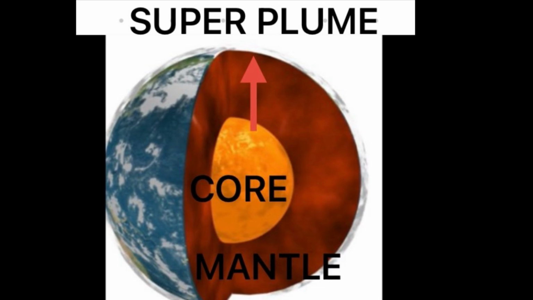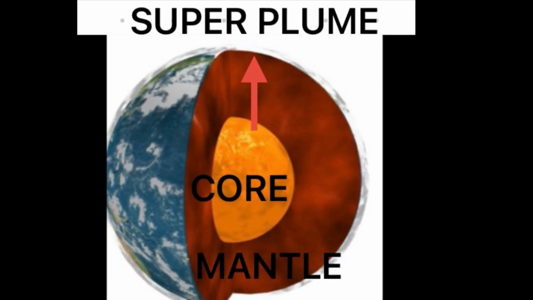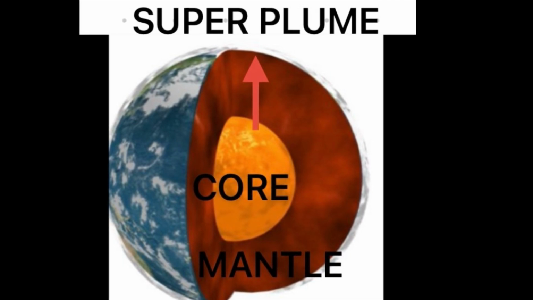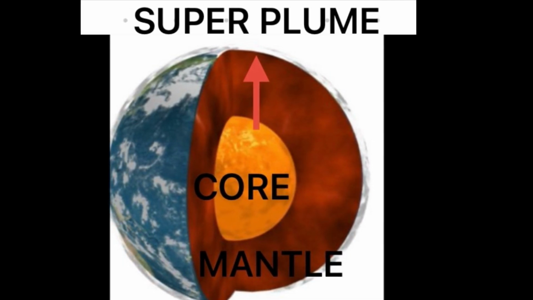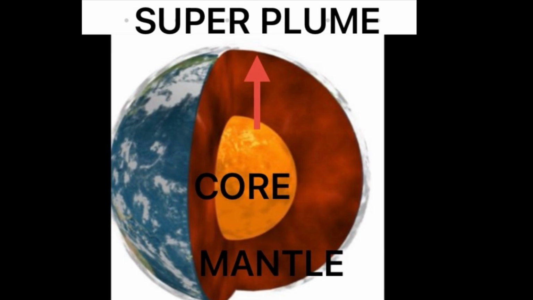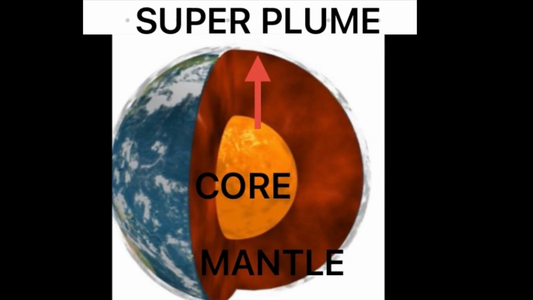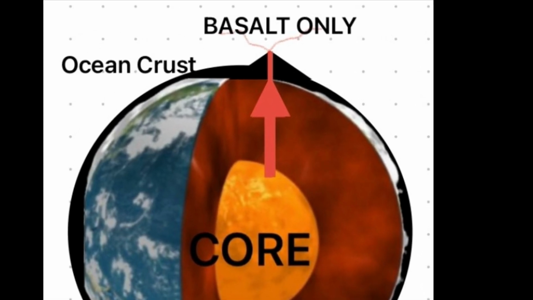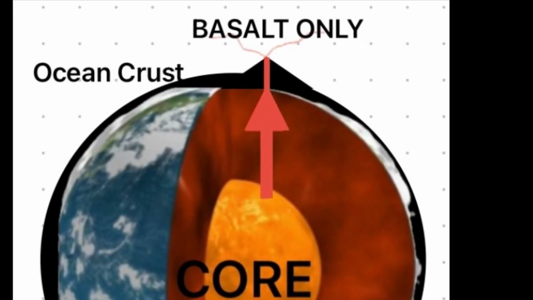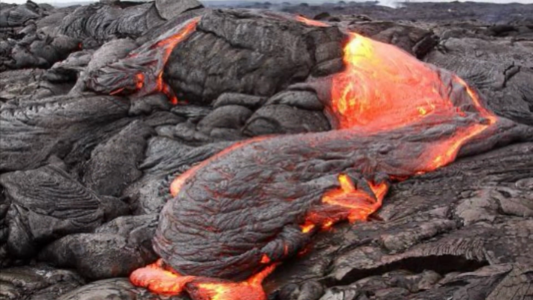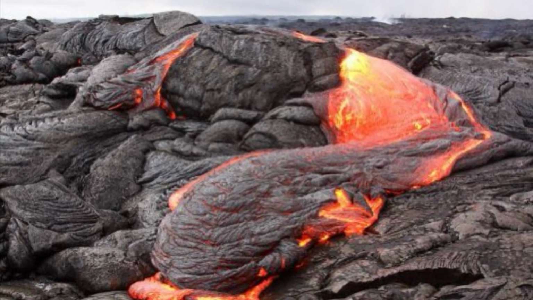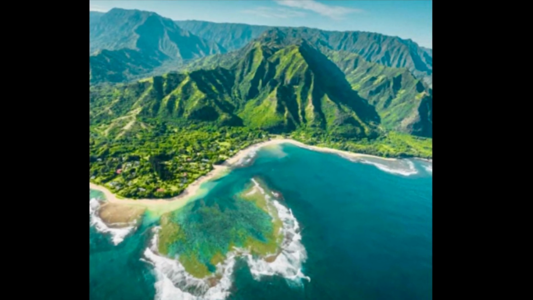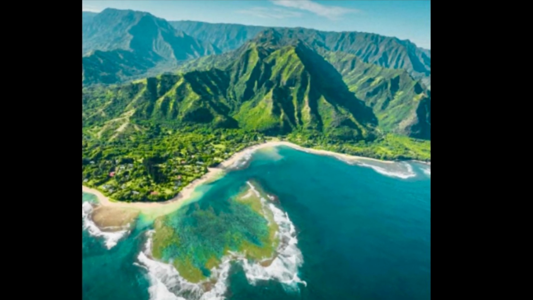The superplume is a scalding hot blob of ultramafic and mafic magma that works its way up to the crust where it erupts. If this superplume erupts into an ocean, you get islands that are made almost exclusively of basalt lava. Our lovely Hawaiian Islands are the classic example of this.